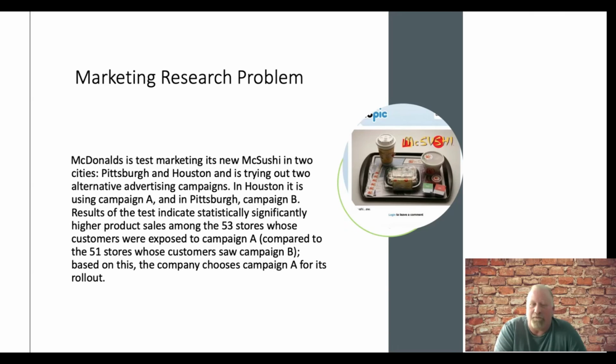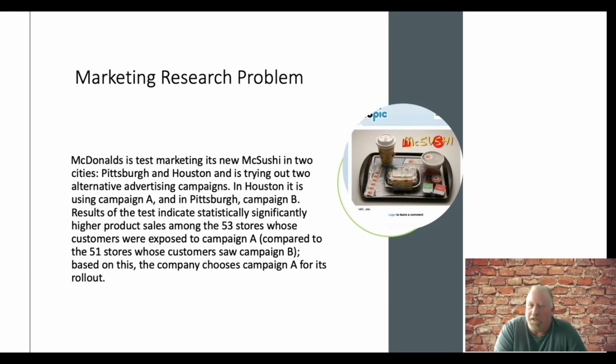What they'd like to be able to figure out is whether they should use Campaign A or Campaign B. Which of their television advertising is more effective? So they have chosen Pittsburgh and Houston as the 2 cities to run that campaign. The results of the test indicate a statistically significantly higher product sales for the 53 stores that customers who saw Campaign A compared to Campaign B.